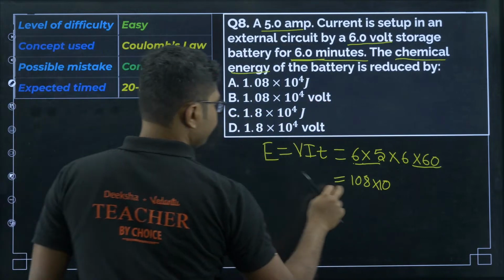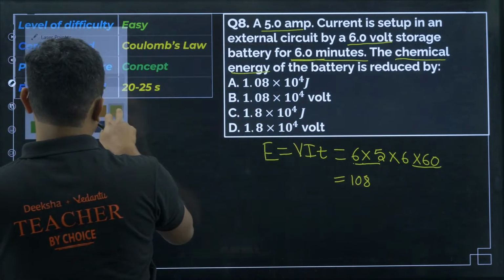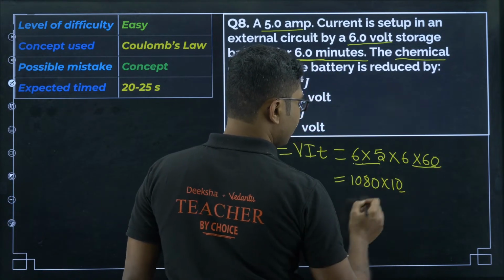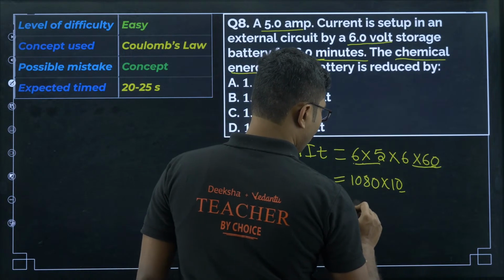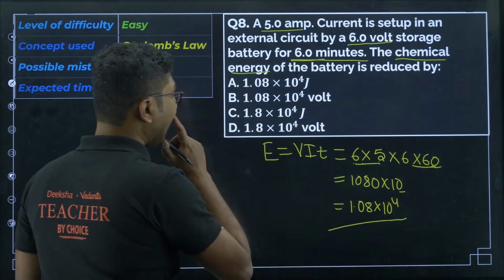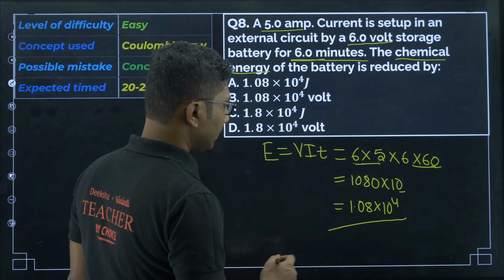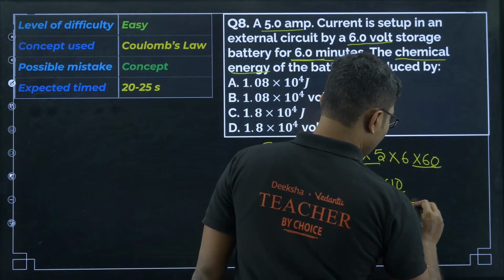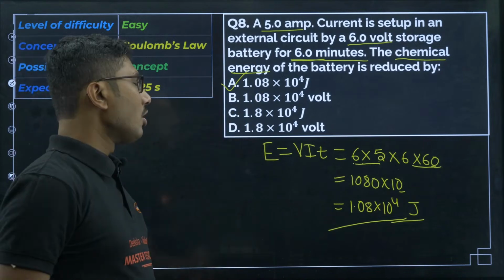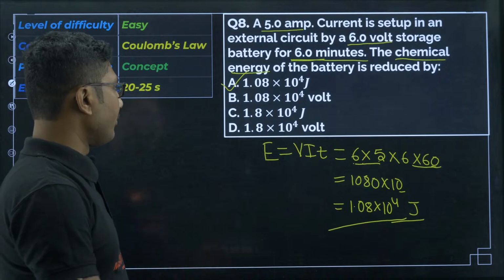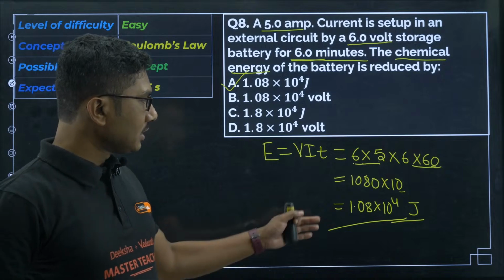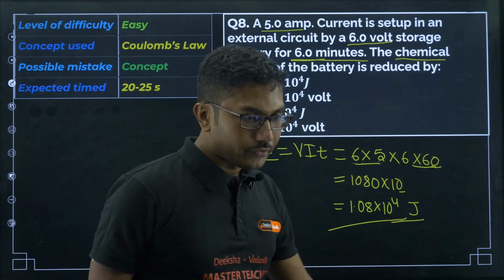1080 into 10. Okay, so this 10 is coming from this 0 and it will be 1080. So it will be 1.08 into 10 to the power of 4 joules, that will be the answer. Obviously, joules is the unit of energy, not volt. Volt is potential, okay, and obviously not 1.8. Be careful. So it will be 1.08 into 10 to the power of 4.